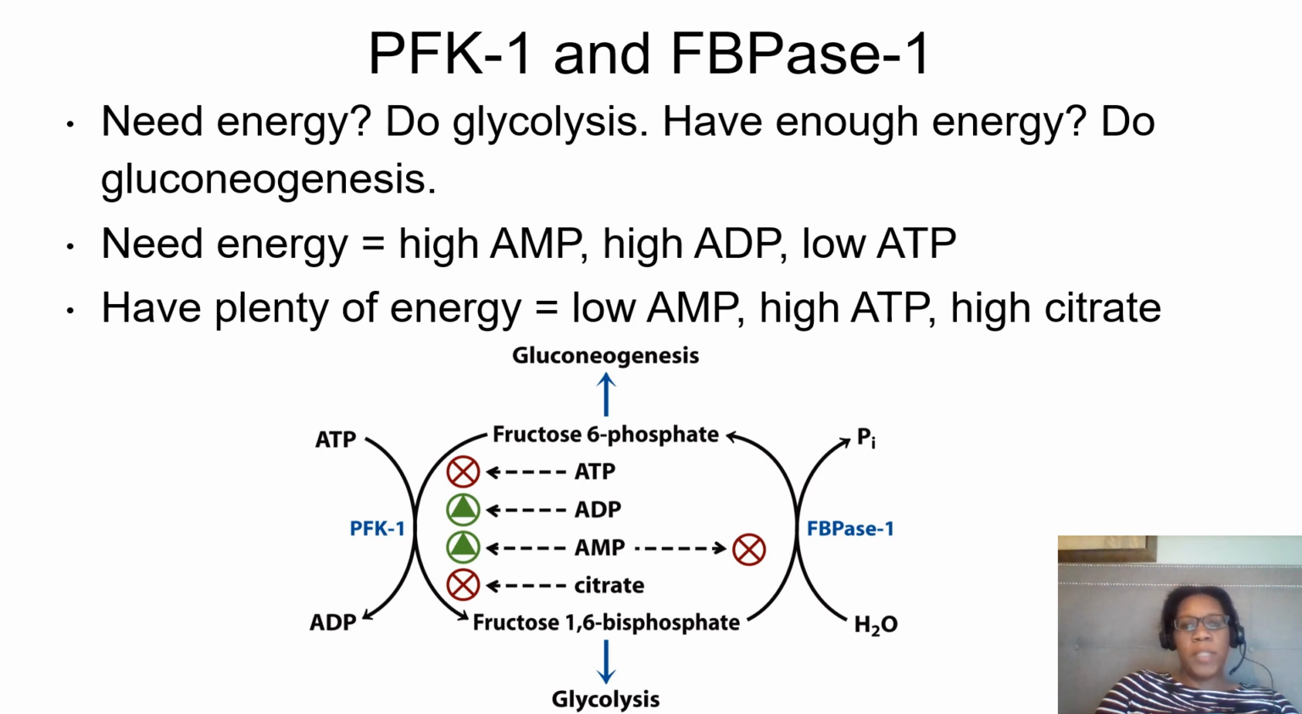And at the same time, AMP inhibits FBPase1. If you have a lot of AMP around, it means you need energy, so you don't want to go into making glucose. You want to go in through the glycolysis pathway and get rid of that glucose and turn it into energy.